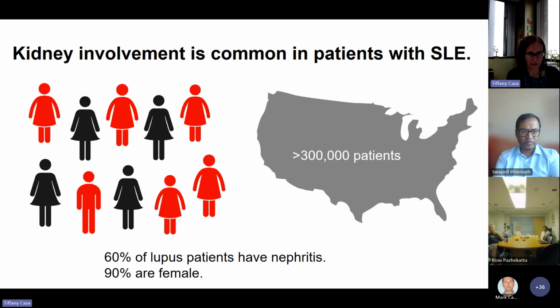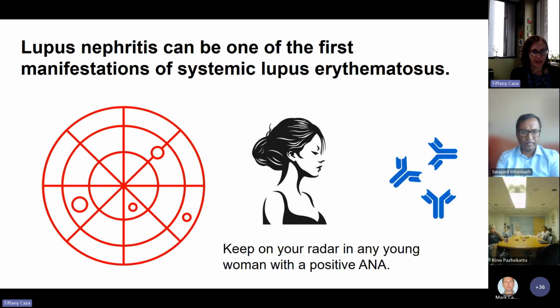Overall, kidney involvement is super common in patients with lupus, with up to 60% of patients developing nephritis. This affects about 300,000 patients in the United States alone. Lupus nephritis can be one of the first manifestations of lupus. So if you have membranous nephropathy in a young woman with a positive ANA, you have to really keep lupus nephritis on your radar.